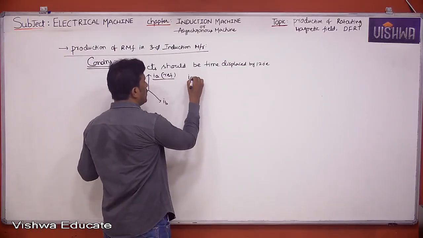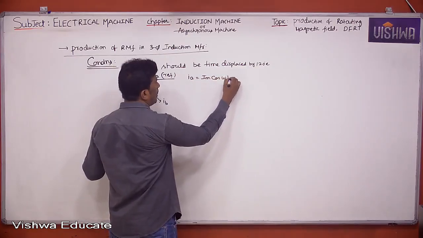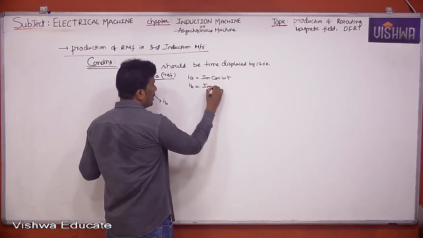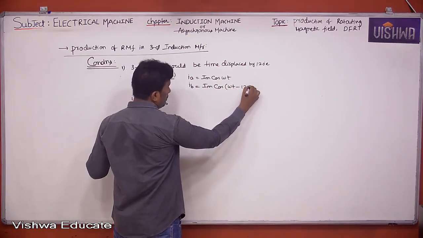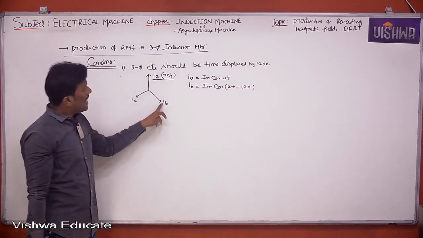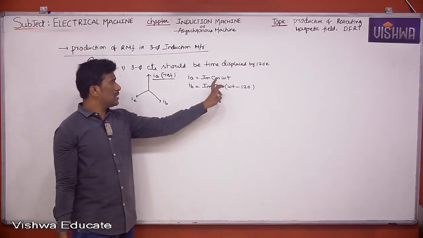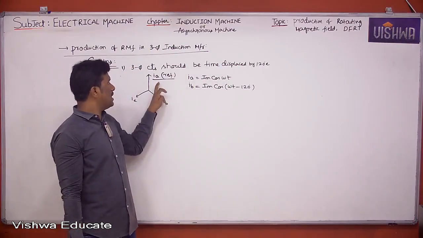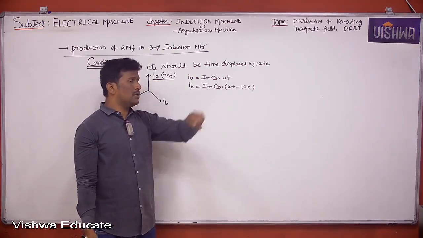For example, I have taken IA as reference. So IA equals Im cos omega t, and IB equals Im cos of omega t minus 120. If you observe clearly, IB lags IA by an angle of 120 electrical. That's why I'm writing IA as cos omega t, the reference for us. So IB lags IA by 120 electrical, and that's why I wrote Im cos of omega t minus 120.